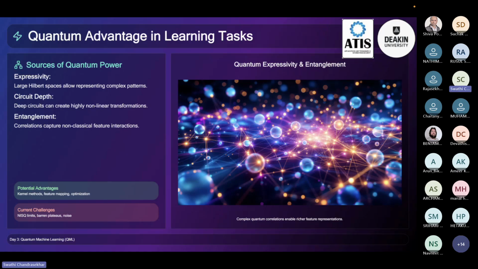First, expressivity. A system of n qubits lives in a Hilbert space of dimension 2 to the power n.